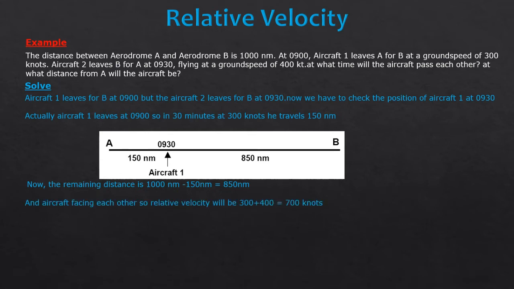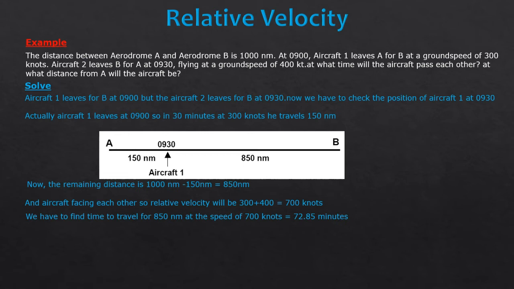The aircraft are facing each other, so the relative velocity will be 300 plus 400 equals 700 knots. We already discussed that if aircraft are facing each other, the relative velocity is the sum of both ground speeds. We have to find the time to travel 850 nautical miles at a speed of 700 knots.